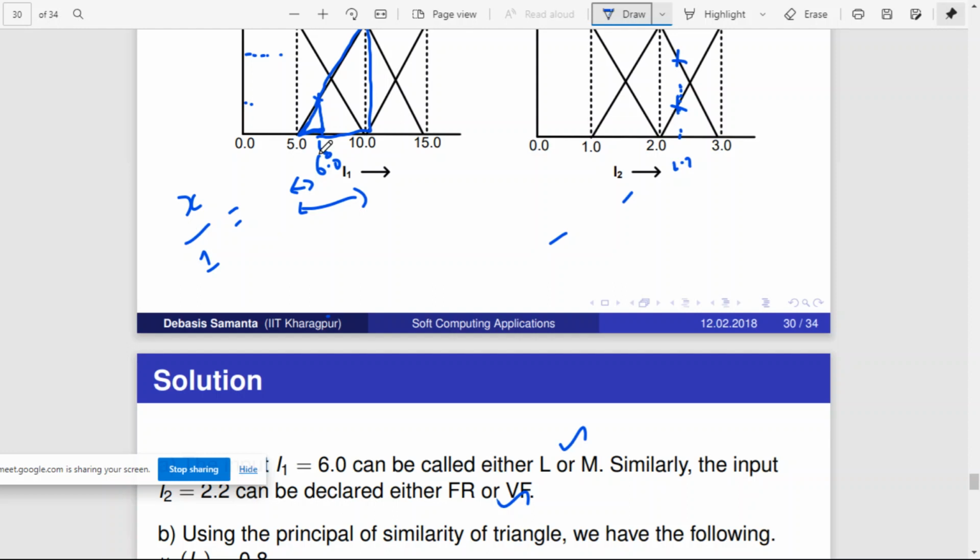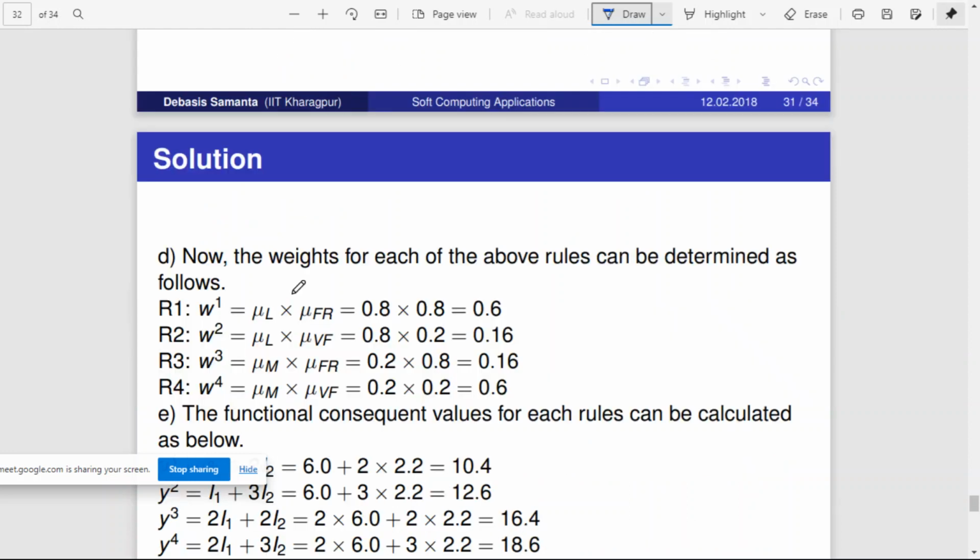Now we have to find the weights for each of the rules. In the previous case we found the minimum, right? We took the minimum of two things. But here we are not following that approach.